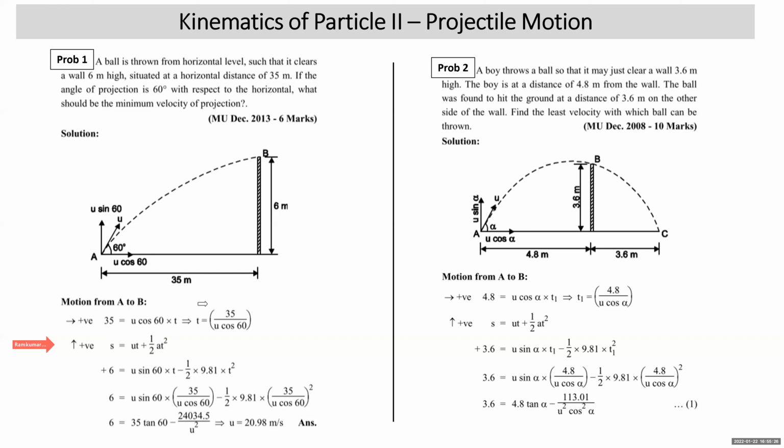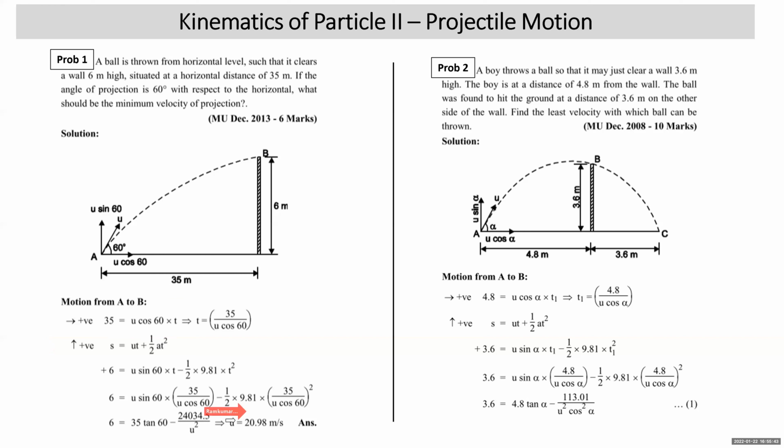t can be substituted from here: t is equal to 35 upon u cos 60. Substitute it into this equation and simplify; here u gets cancelled. You get 6 is equal to 35 tan 60 minus 24034.5 upon u square. That gives the value of u.